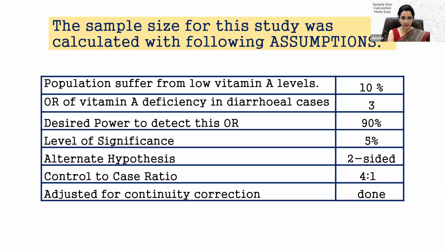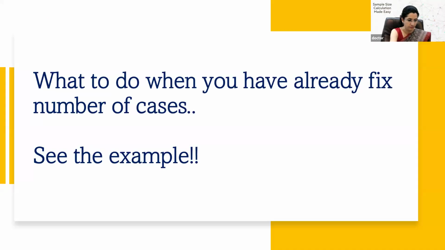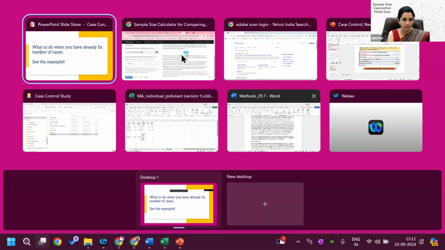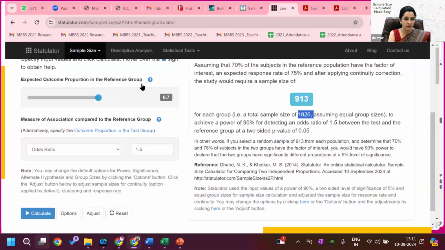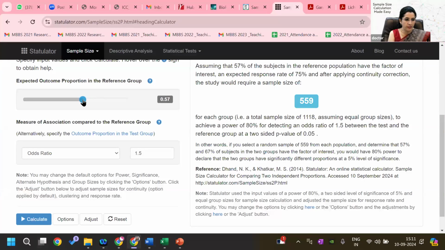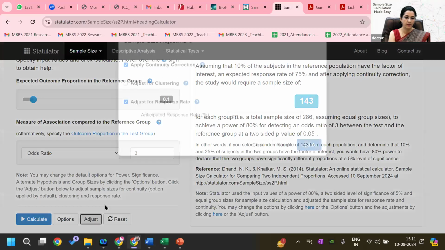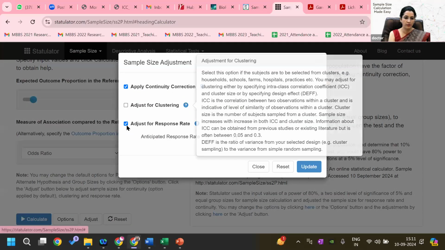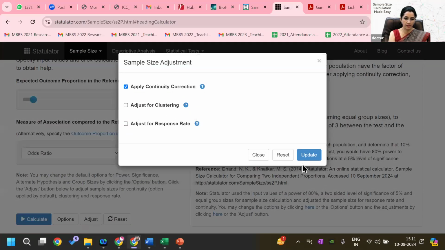So it is 10% and 3. So I'll go here. The expected outcome of this reference in the population is 10%. So I'll make it as 10. And if you see, the odds ratio was 3. So if you calculate this, it is 143. But I have to adjust it for the ratio of 4:1, so I will not use this.